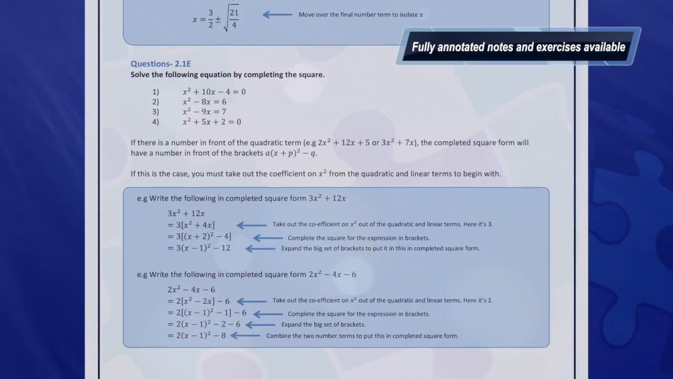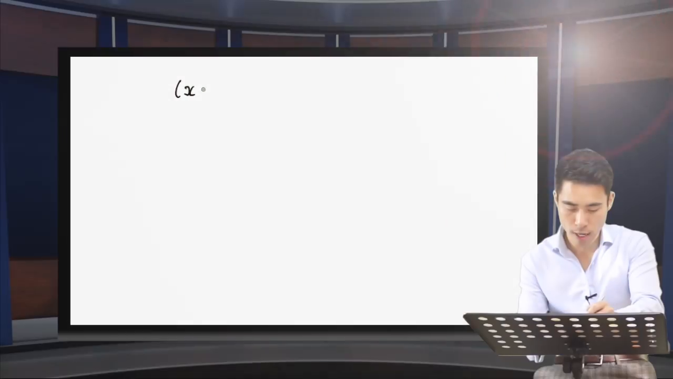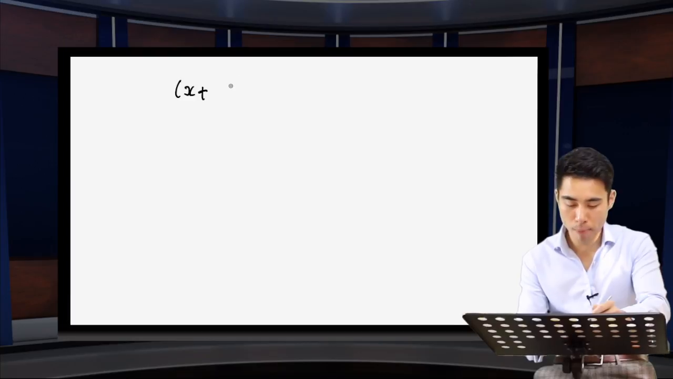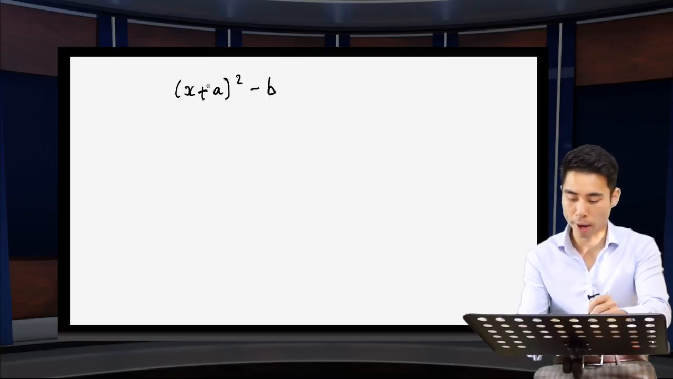The completed square form looks like this. I'm going to have x, which stays my x, plus or minus a number, which we're going to call a, all squared, minus b. This is always going to be a minus, or largely speaking, it's going to be a minus. And this could either be a plus or a minus.